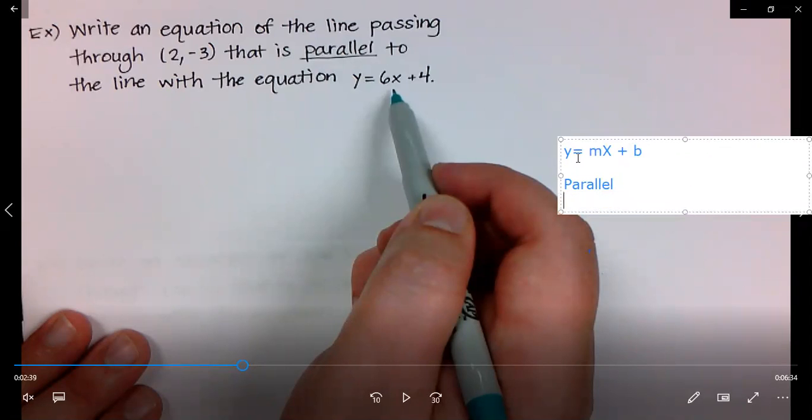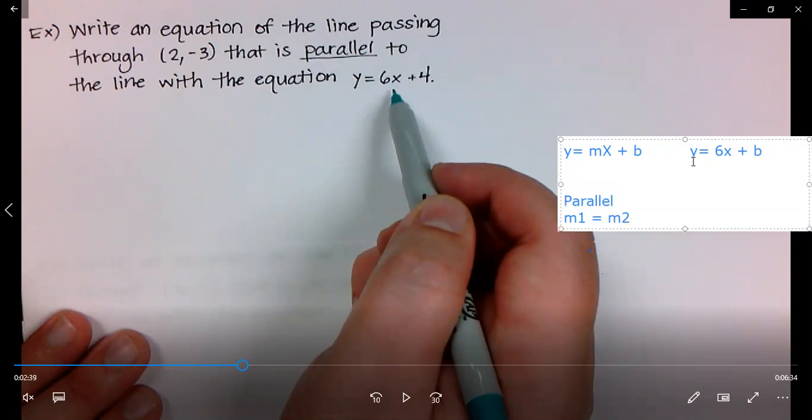which means m1 should be equal m2. Then we will copy the slope from the first equation, and we are going to paste it in the second equation. Then, as I said, once we want to find the new equation, it will be y equal 6x plus b.